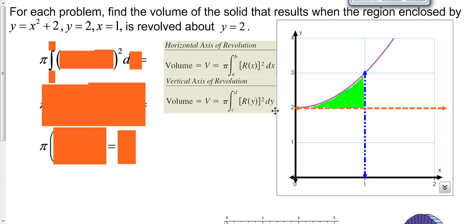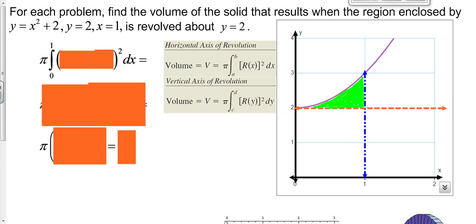Since it's a horizontal axis of revolution, we need to be dealing with x's. So our bounds need to be our x's. We're starting out for our shaded region at 0 going over to 1. So our bounds are going to be from 0 to 1.